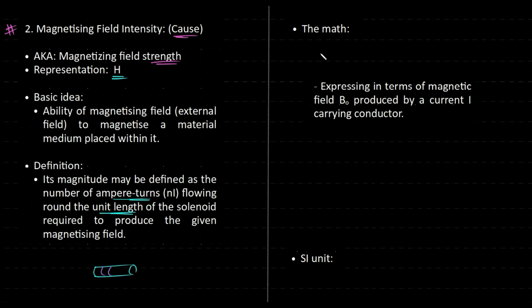Okay, let's look at the math. So we have H equal to Ni. Here N is the number of turns per unit length. In terms of the magnetic field strength, we know that B naught is equal to mu naught Ni. If you rearrange a bit, you get B naught by mu naught, which is nothing but H. A bit of rearrangement, and we get this.